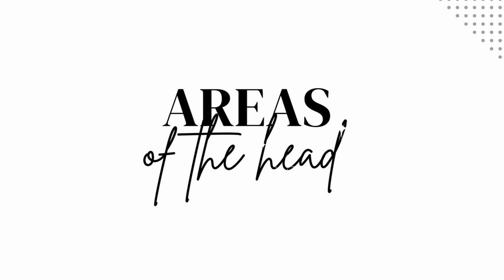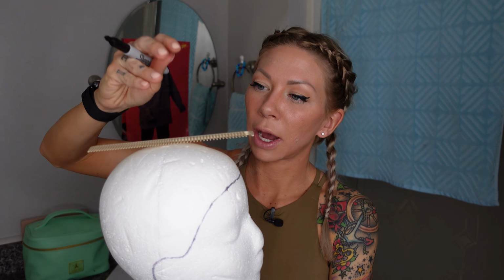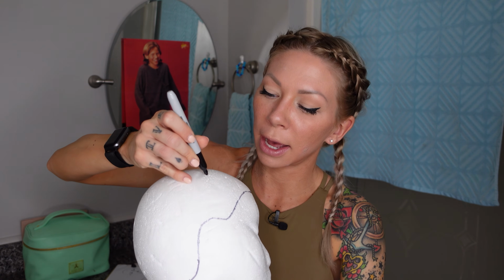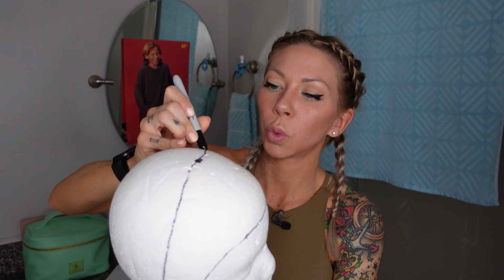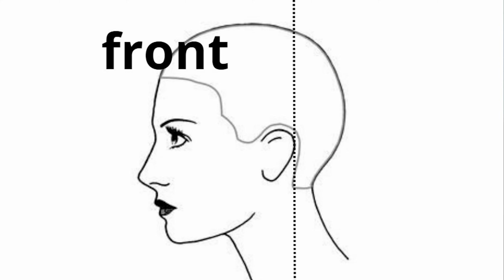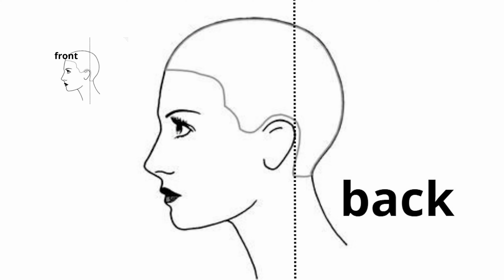Now we're gonna move on to the areas of the head. The front is literally the front of the head. To find its exact location, find the apex here, and you take this and you divide the head. Usually it lands behind the ear, kind of drew the hairline wrong. Everything in front of this is the front. When you found the front, you've also found the back. So this is considered the back of the head.